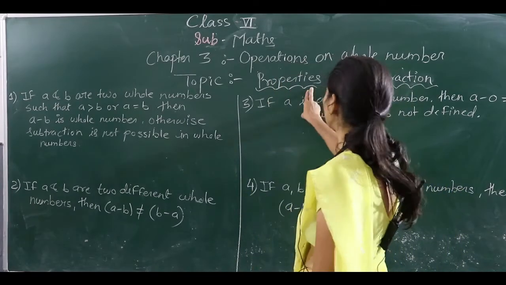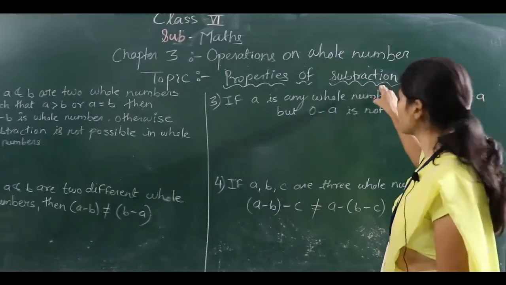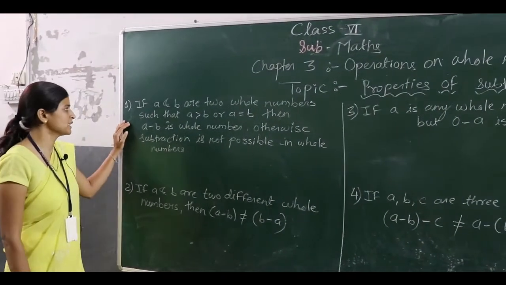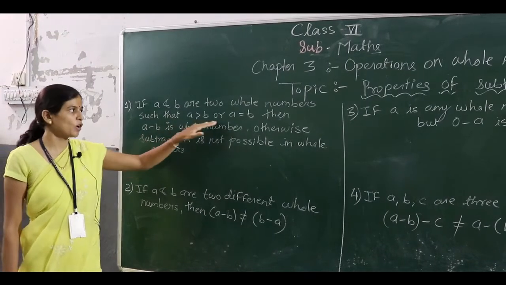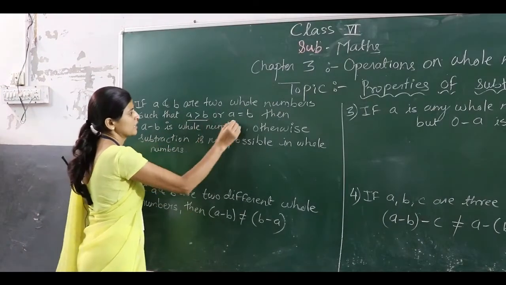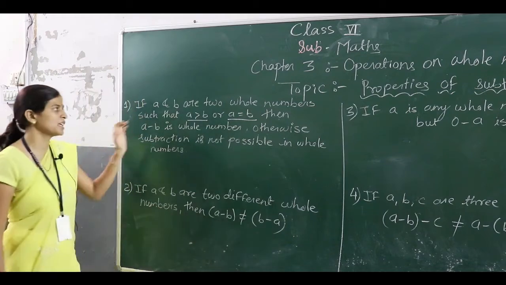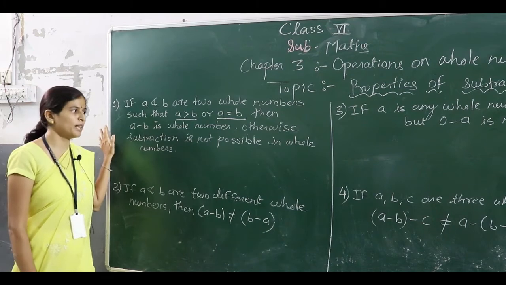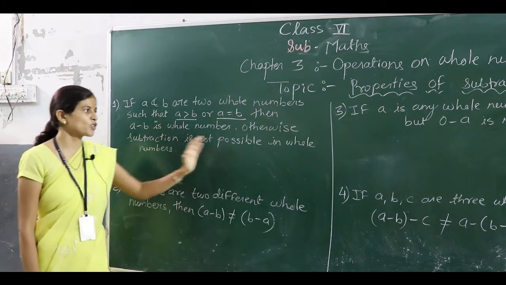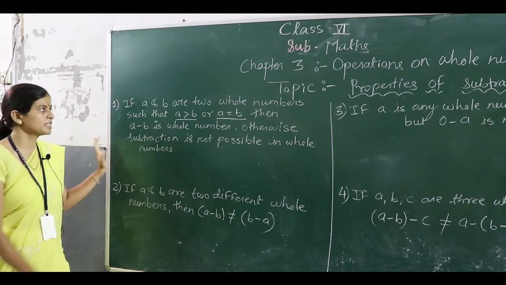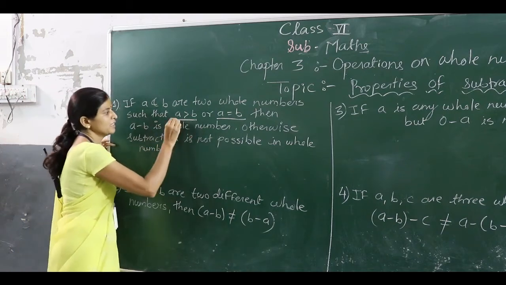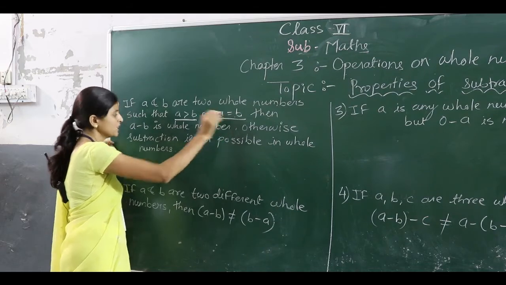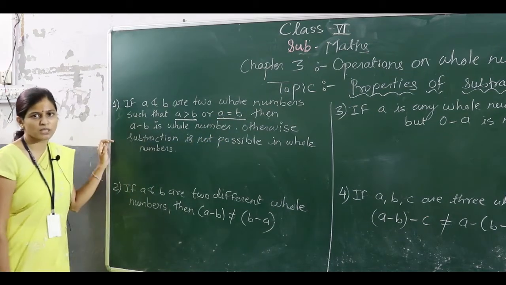Now we are going to see the properties of the second operation, that is subtraction. First property. If A and B are two whole numbers such that A is greater than B or A equal to B, this condition is compulsory. If A is greater than B or A equal to B, then A minus B is a whole number. Otherwise subtraction is not possible in whole numbers. It means the condition for subtraction is A greater than B or A equal to B, then only A minus B is possible, otherwise not.